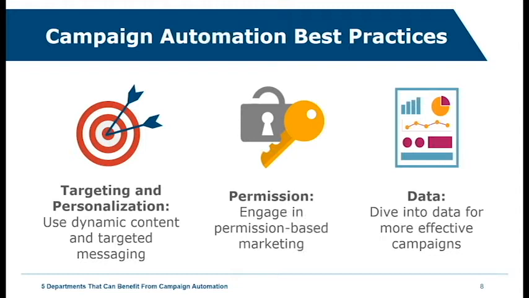Some more best practices. Targeting and personalization are important. With ClickDimensions, you can use dynamic content to pull through first names or anything that you're recording on the lead or contact records in your Dynamics 365 or CRM environment and make those messages targeted. Instead of saying, hello, would you like to hear about our new promotion? Say, hello, Annie, would you like to hear about our new promotion? Bring in that personalization to your emails, and you can do that within campaign automation in ClickDimensions.